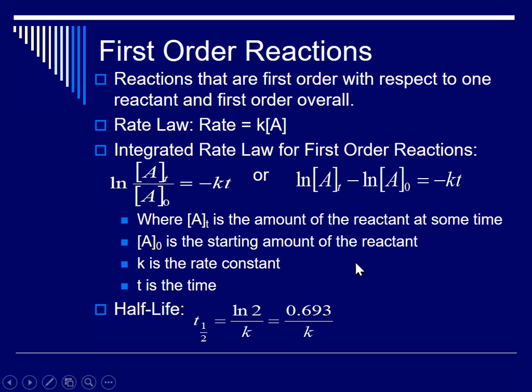A0. That's the initial amount, okay? The initial amount. And K is our rate constant, okay? K is our rate constant, and T is the time. Your half-life is ln2 over K. I prefer 0.693. If you put ln2 into your calculator, you get 0.693, okay?